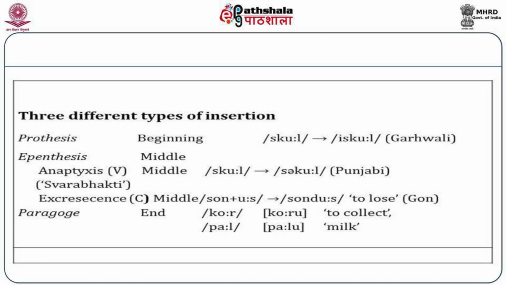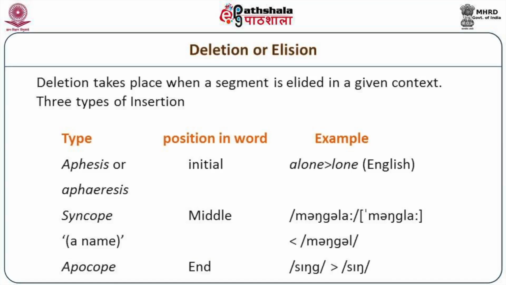The second type of whole segment process is deletion. Deletion takes place when a phoneme or a segment is elided from a word. This again, just like insertion, is of three types. When deletion takes place at the beginning of a word, it is called aphesis or aphaeresis. When it takes place in the middle of a word, it is called syncope. Let's take a look at the examples given as illustration of these processes.